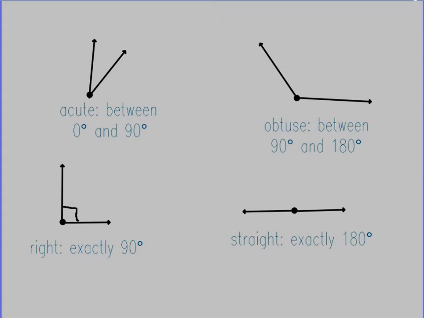Just a quick reminder of the 4 different types of angles. We have acute angles that are greater than 0 but less than 90 degrees. We have obtuse angles that are greater than 90 but less than 180 degrees. We have right angles that are, of course, exactly 90 degrees. And something called a straight angle when it stretches out and measures exactly 180 degrees.